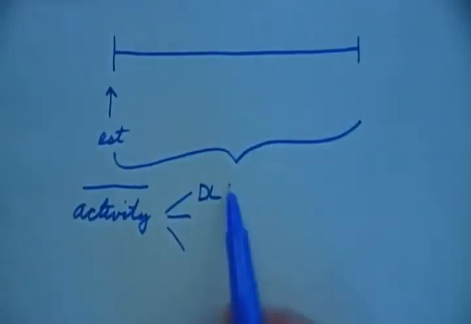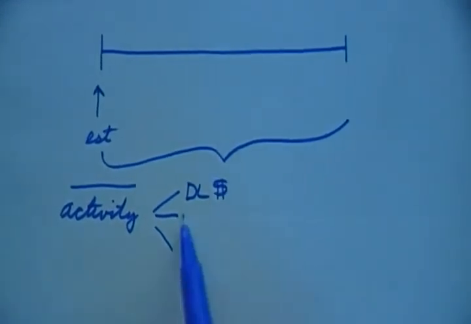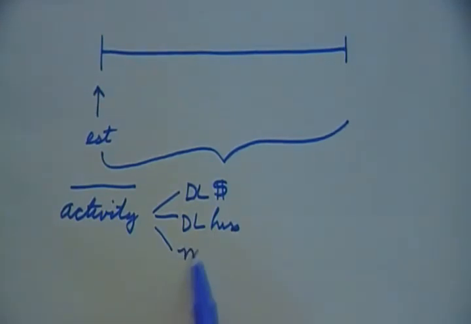Direct labor dollars, direct labor hours, and machine hours are all really, really good ways to do this. And I don't know why materials aren't right this minute. I still don't. That's not a very good thing.